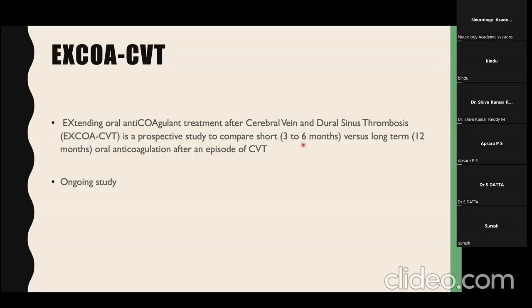This study is comparing the short duration 3 to 6 months and the long-term 12 months anticoagulation therapy in the patients of CVT.